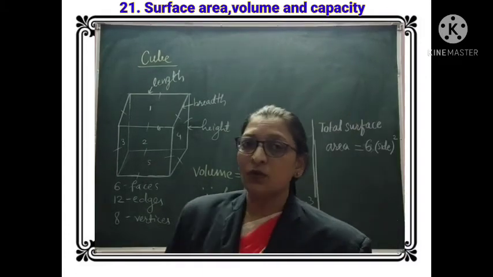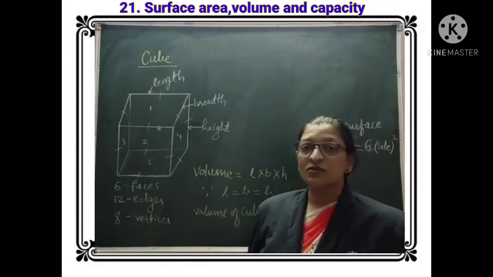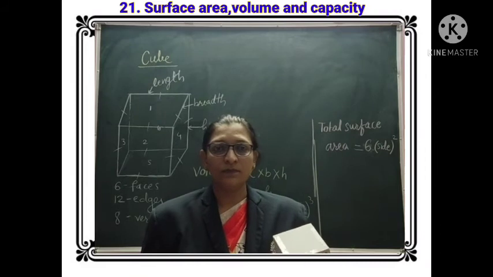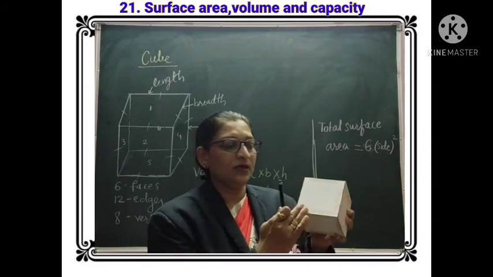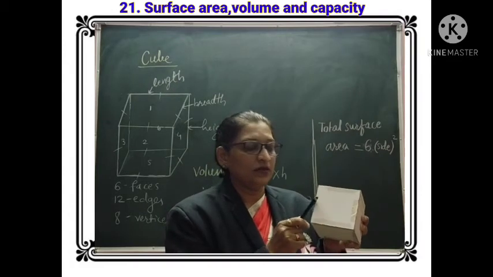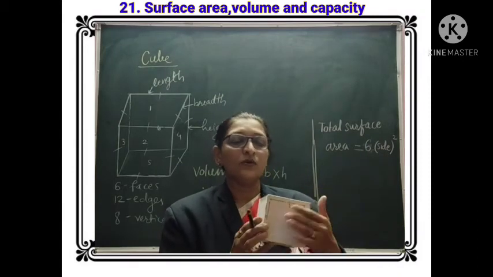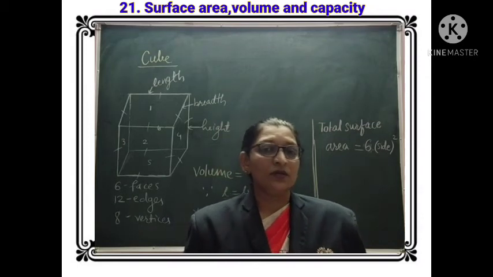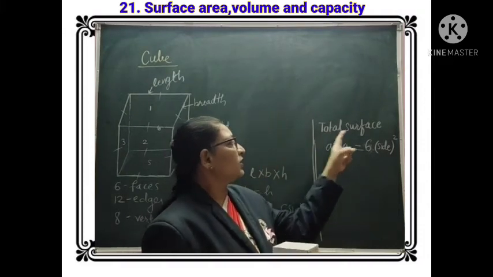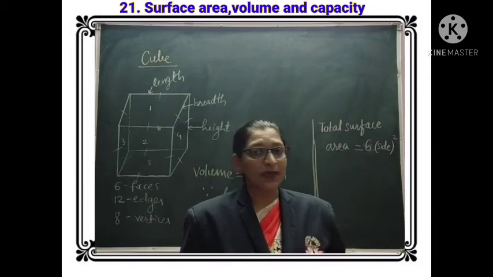Now let's see how to calculate total surface area of a cube. There are 6 faces of a cube with all sides equal. If you consider one face, which is square in shape, its area is side into side, that is side square. Similarly, 6 faces will have 6 into side square. So total surface area of a cube is equal to 6 into side square.